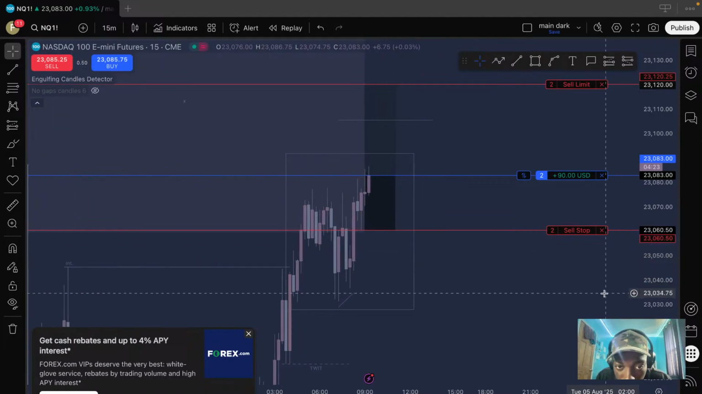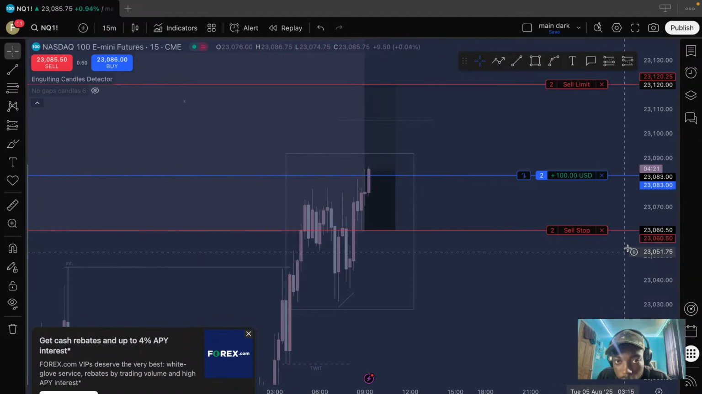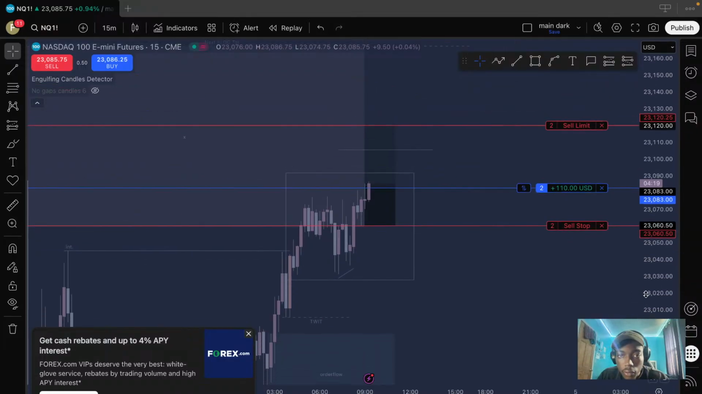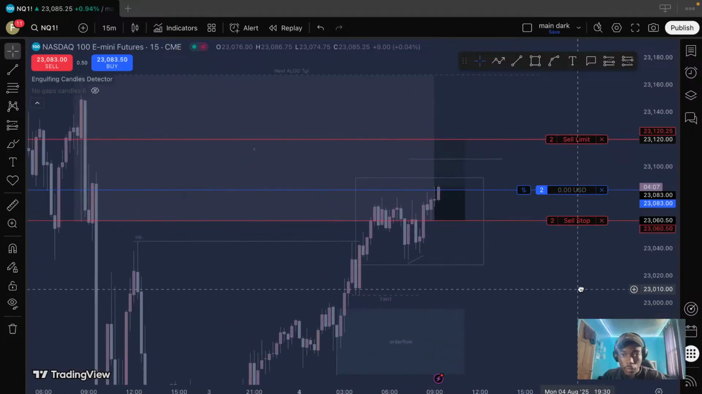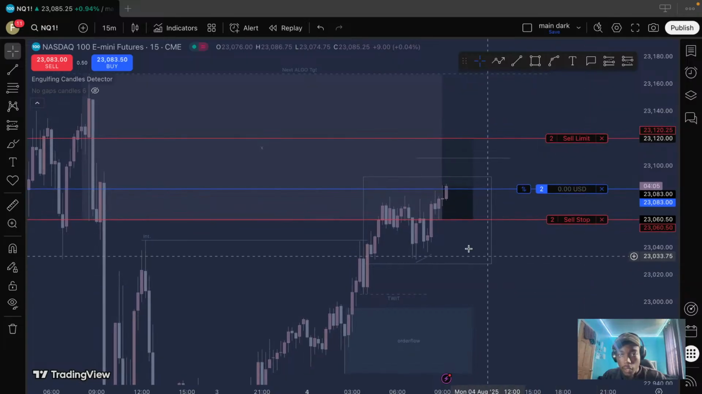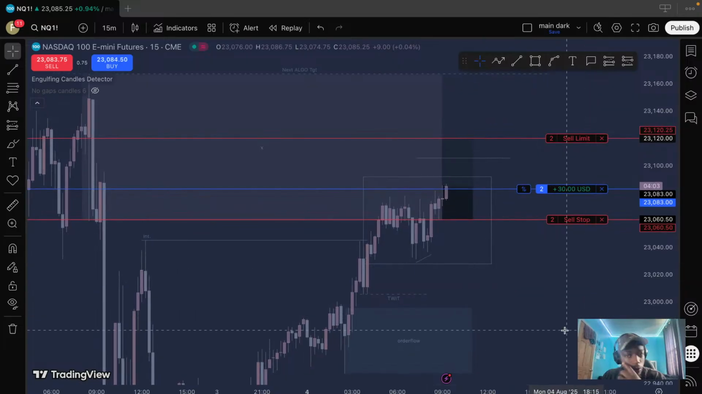Setup forming on the 15. Beautiful. Now we should just see it continue to impulse. I like how it's forming on the 15. I really do.